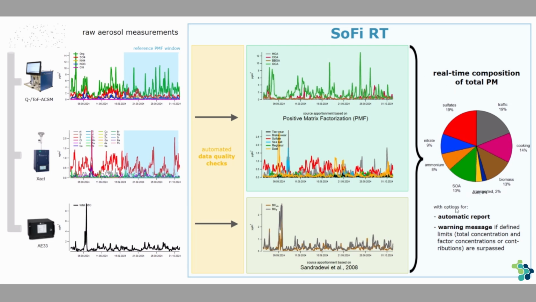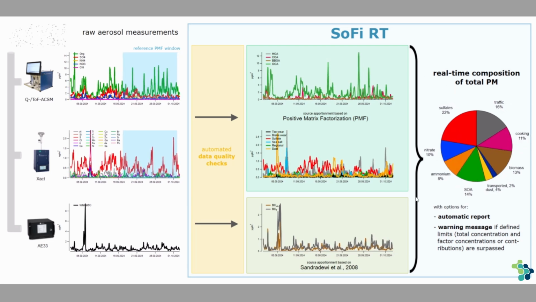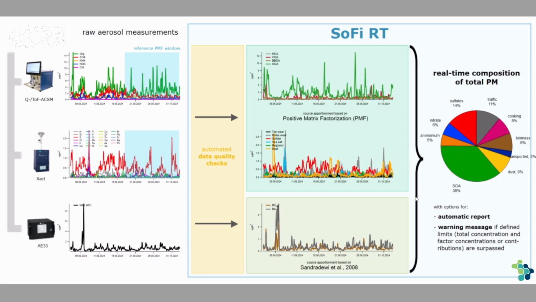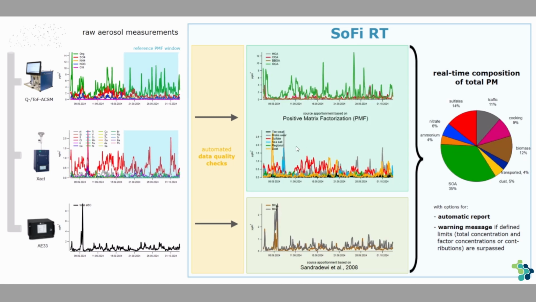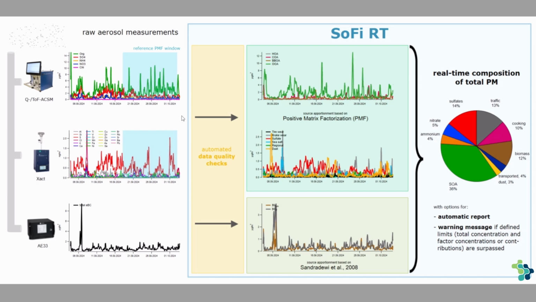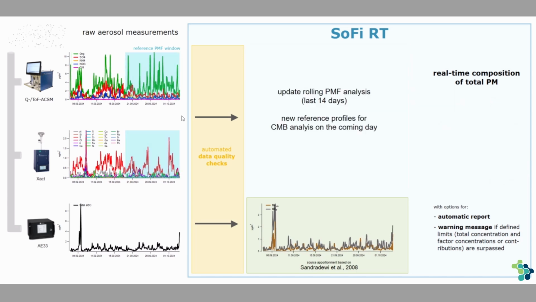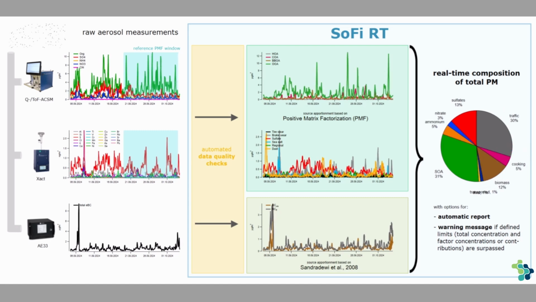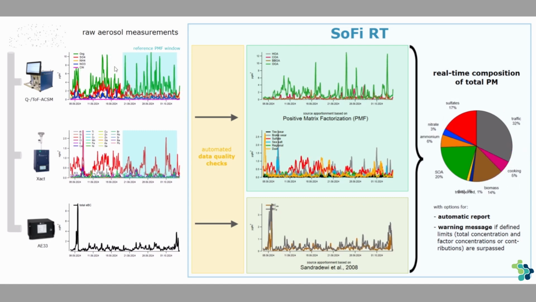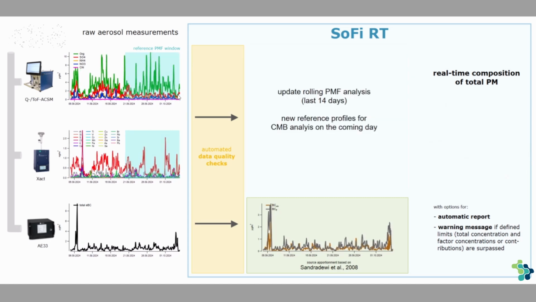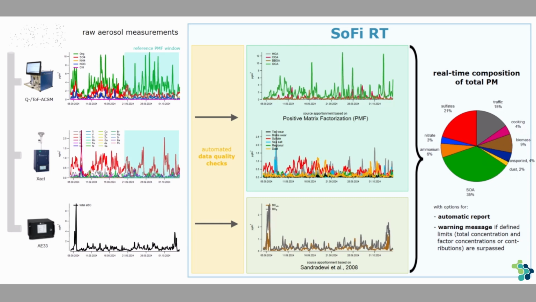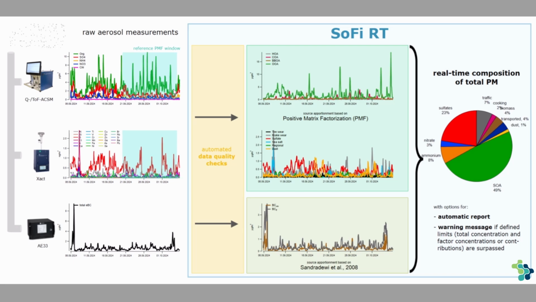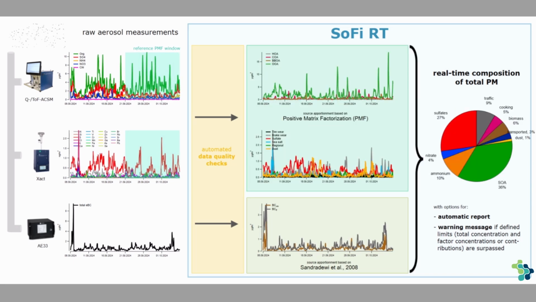The backbone of SoFi real-time are two features. We have a robust rolling PMF analysis and a rather fast CMB approach. Now, what does rolling PMF and CMB mean? Let me explain this further based on the schematic. The PMF analysis is represented by this blue rectangle. It is, for example, a 2 week window, where over these 2 weeks of data we perform sophisticated and advanced PMF analysis. In the end, we also assess the PMF errors, so we have very good knowledge of the PMF result here.